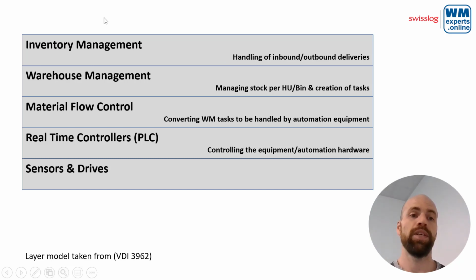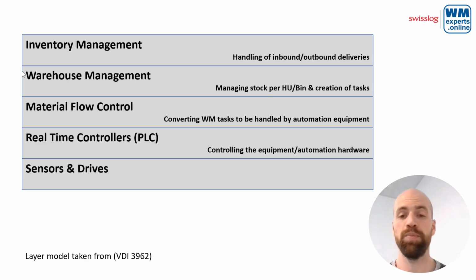So on the highest level, you might have SAP S/4HANA as an ERP system handling the inventory, so handling deliveries and handling the quantities of stock, then communicating with the warehouse management system, which might be EWM, which is handling the stock on bin level and creating tasks and tracking movements from bin A to bin B. And then we have this material flow control level, which is converting tasks into a format that can be handled by subsystems. And this MFC level might be integrated into the WMS as we have it with EWM, and it might be a separate system.